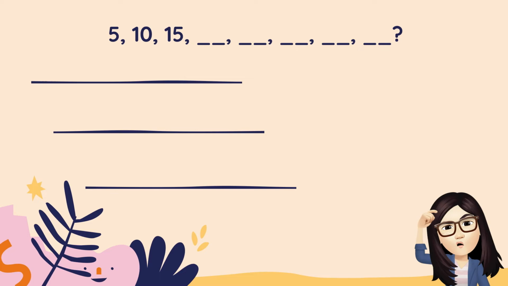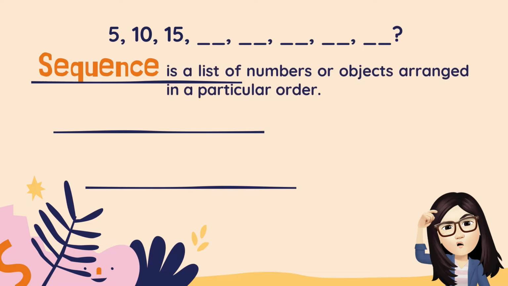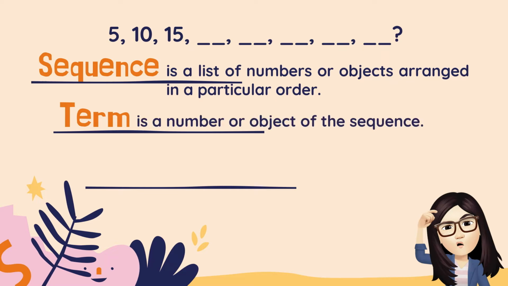So what are these numbers? This is what we call sequence. Again, sequence is a list of numbers or objects arranged in a particular order. And it has terms. Term is a number or object of the sequence. 5, 10, 15 are all terms.